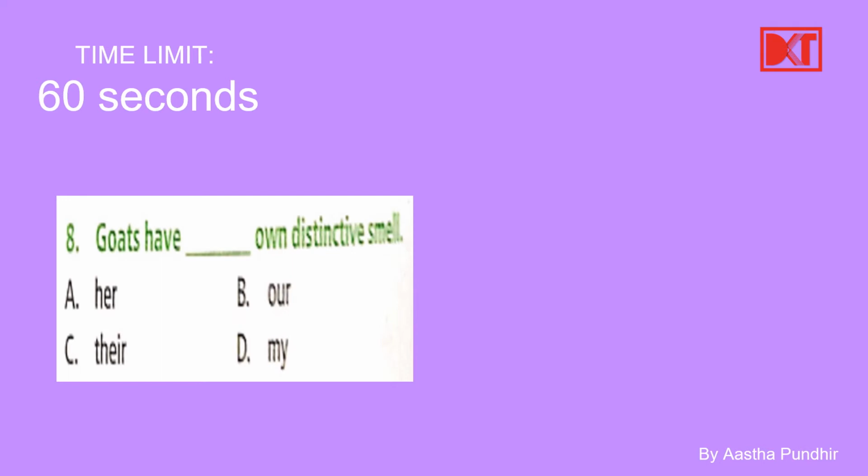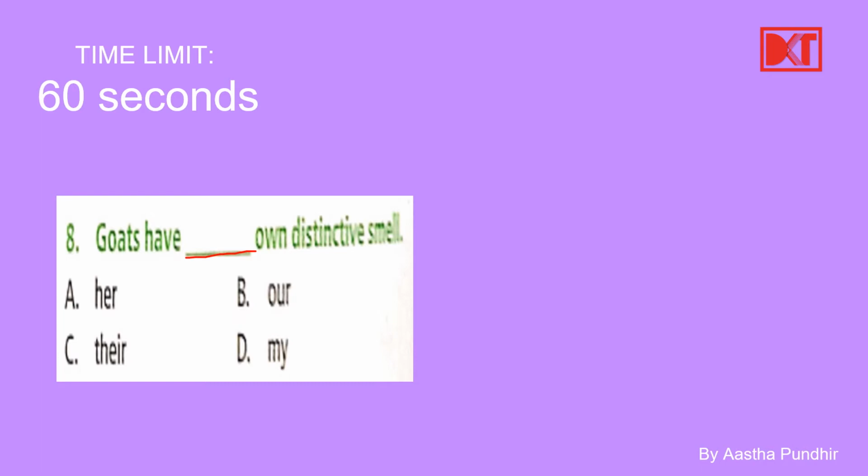Now here the next question says, goats have dash own distinctive smell. The options are, A, goats have her own distinctive smell. B, goats have our own distinctive smell. C, goats have their own distinctive smell. D, goats have my own distinctive smell.